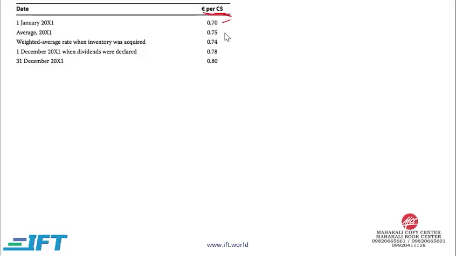Also note that we have been given the average rate. This is going to be used on the income statement. We are also given the weighted average rate when the inventory was acquired, the rate when dividends are declared, and then the rate at the end of the year. When we translate at the end of the year, this will be considered the current rate on that date.